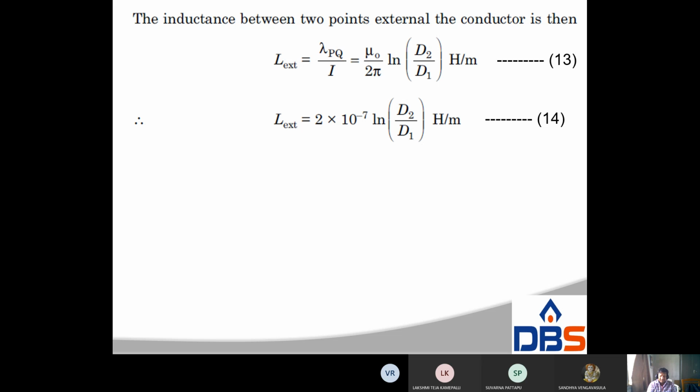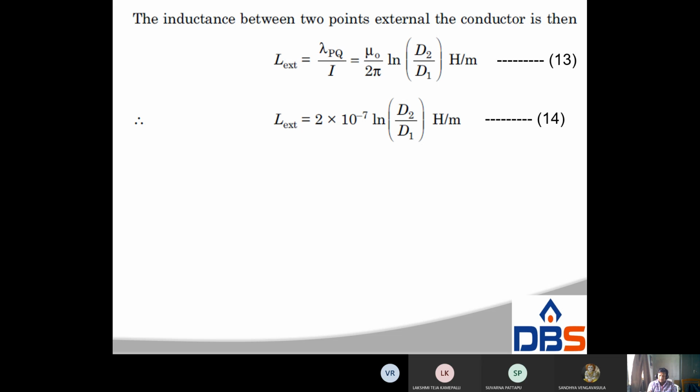What is the external flux linkage? Mu 0 I by 2 pi integral from small r to infinity of 1 by x dx. Otherwise d2 and d1 can be taken, no problem. But let us take small r to infinity. So the internal flux linkage is mu 0 I by 8 pi, which is a constant value. But the external flux linkage is not constant because it goes up to infinity: mu 0 I by 2 pi integral from small r to infinity of 1 by x dx.